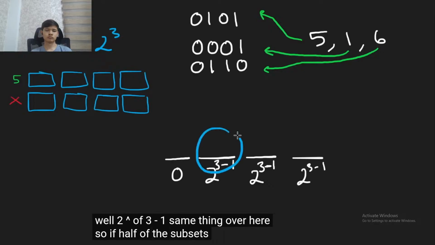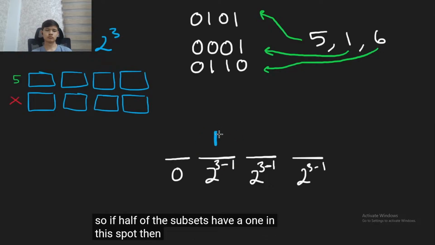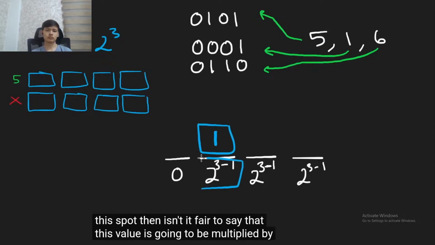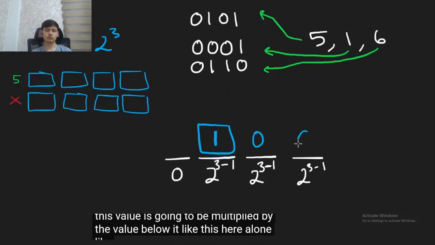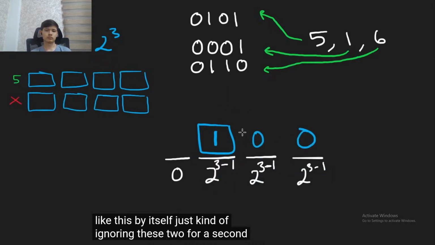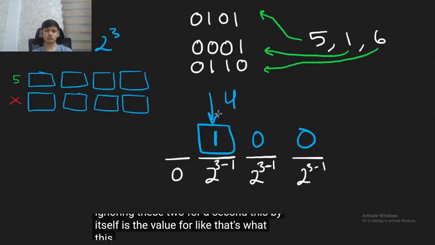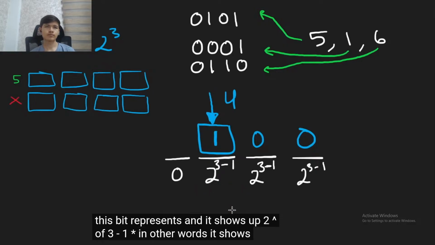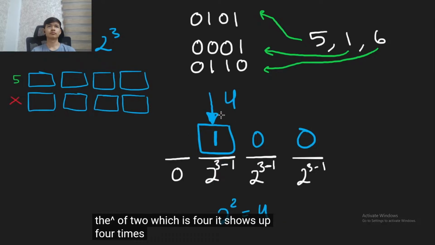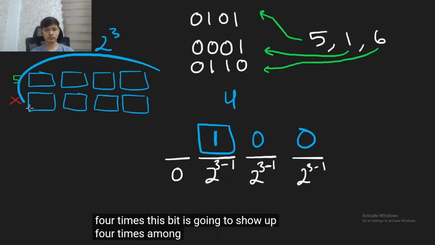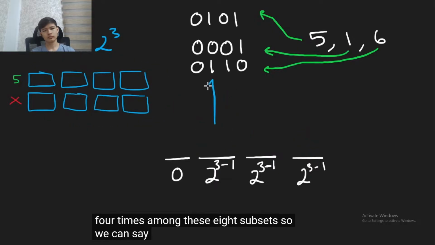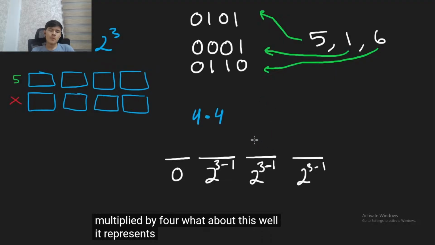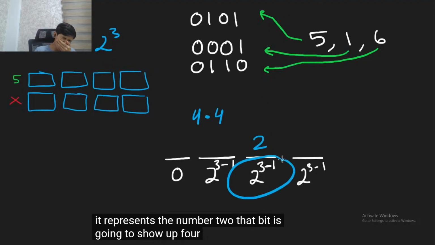So if half of the subsets have a 1 in this spot, then isn't it fair to say that this value is going to be multiplied by the value below it? Like this by itself, just ignoring these two for a second, is the value 4. That's what this bit represents. And it shows up 2 to the power of 3 minus 1 times. In other words, it shows up 2 to the power of 2, which is 4 times. This bit is going to show up 4 times among these 8 subsets. So we can say this, which is the number 4, multiplied by 4. What about this? Well, it represents the number 2. That bit is going to show up 4 times.